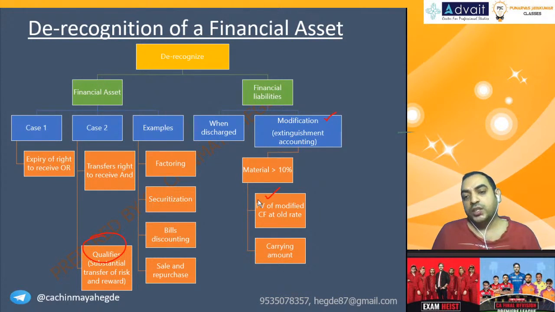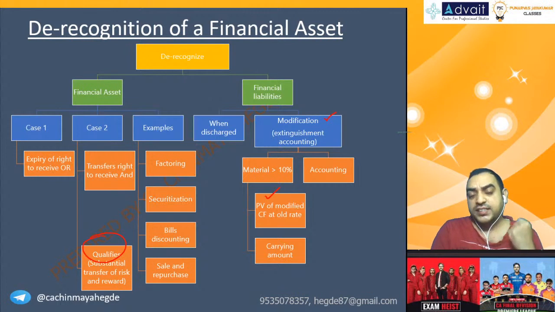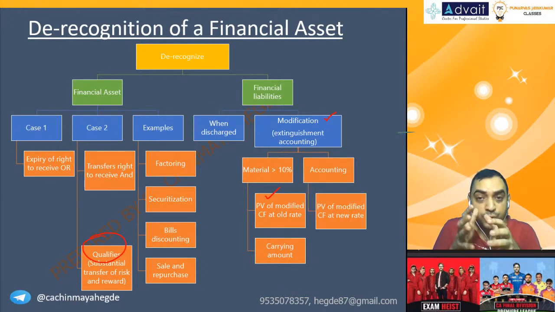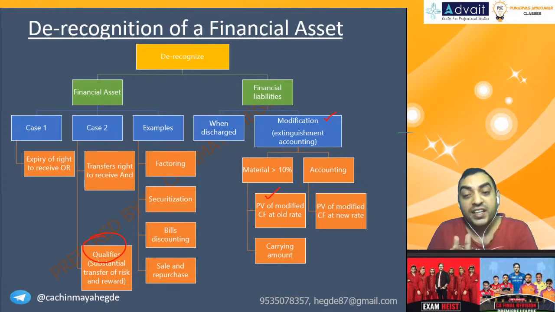Extinguishment accounting doesn't apply. Now, if materiality applies, what is that extinguishment accounting? Extinguishment accounting means the existing carrying amount is replaced by the new loan. If the modification is material, extinguishment accounting applies: the existing loan is repaid or replaced by a new loan. But when you replace it with the new loan, don't use the present value you calculated. The present value will be new.